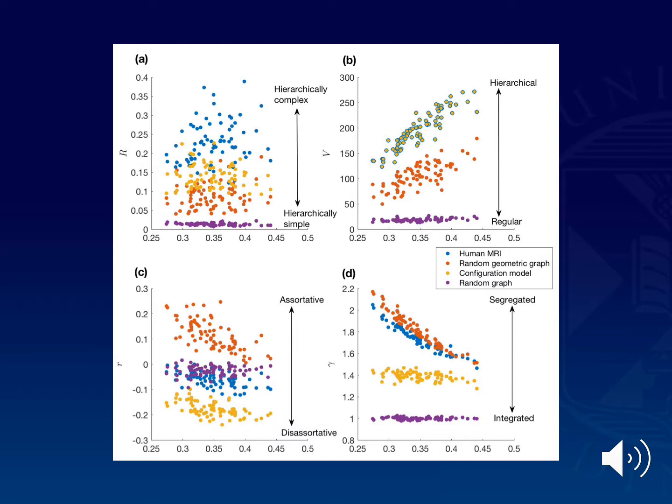On the bottom right, we looked at the integration segregation using the normalized clustering coefficient. And again, we see that actually the human MRI and the random geometric graph have very similar levels of segregation.